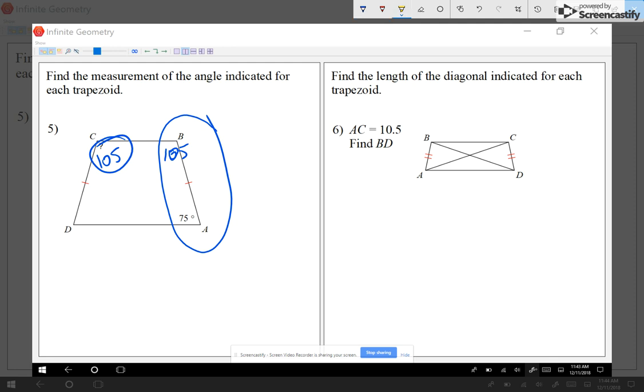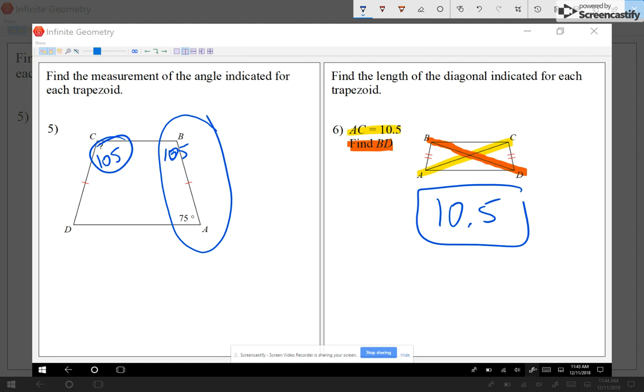Now looking at number 6, AC is 10.5. That's the entire diagonal. When it comes to isosceles trapezoids, one diagonal is the same length as the other diagonal. My question here is find BD, the distance BD, which if you notice is the other diagonal. So I'm just going to call it 10.5. One diagonal is equal to the other diagonal on an isosceles trapezoid. From these, you guys are going to have 2 of each. Any questions on these?